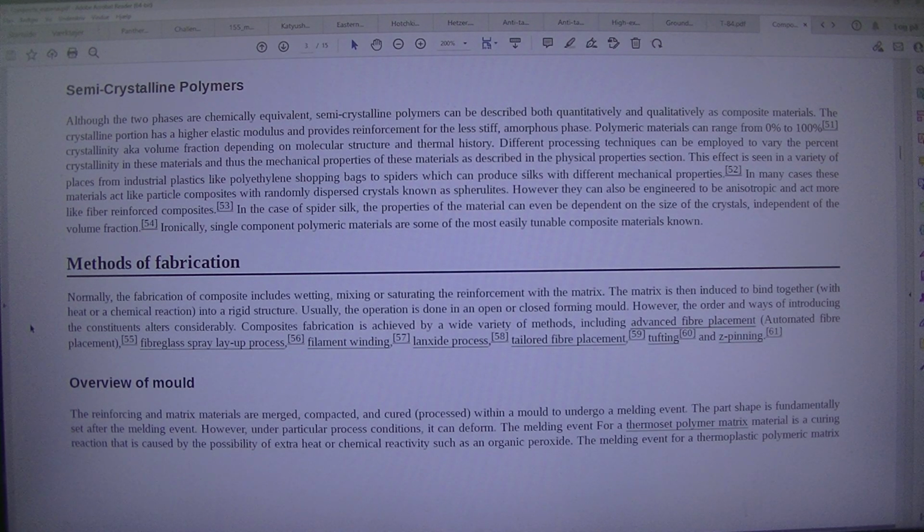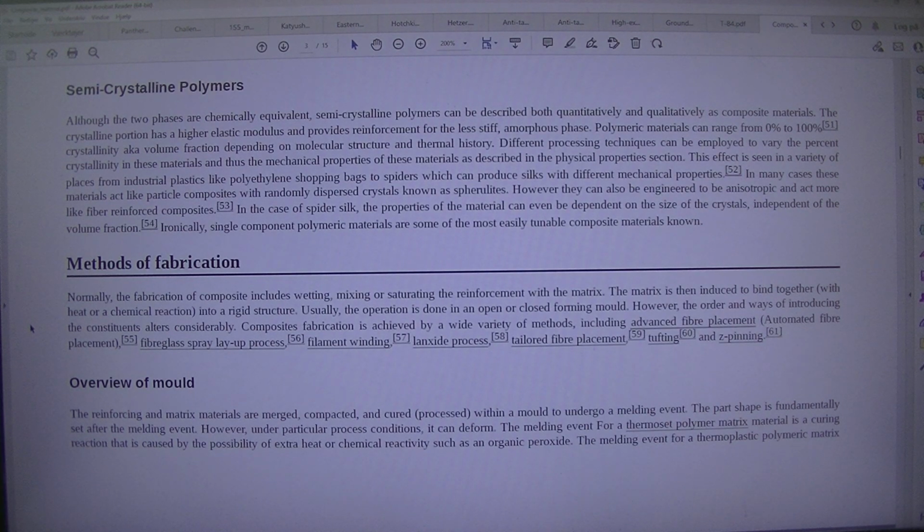55. Fiberglass spray layup process. 56. Filament winding. 57. Lanxide process. 58. Tailored fiber placement. 59. Tufting. 60. And Z-pinning. 61.